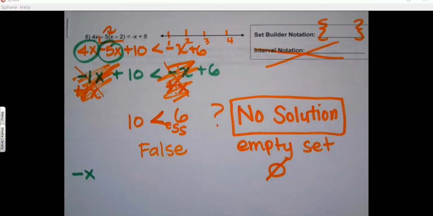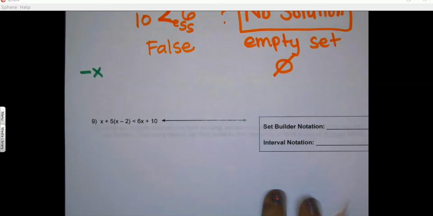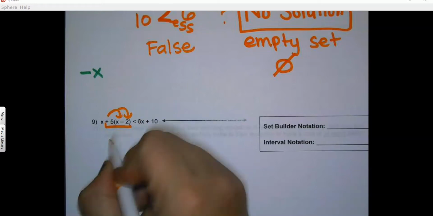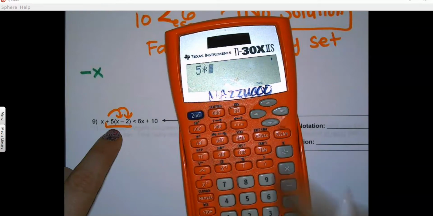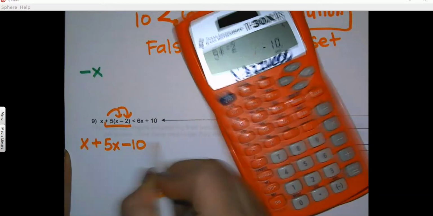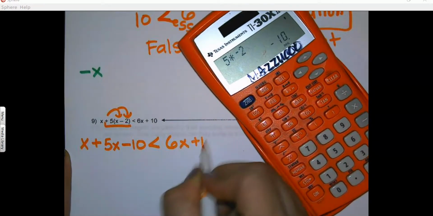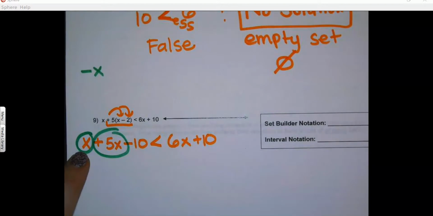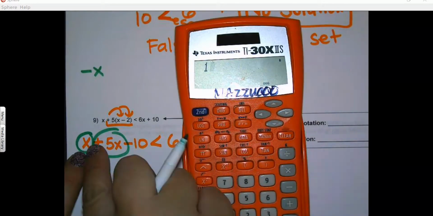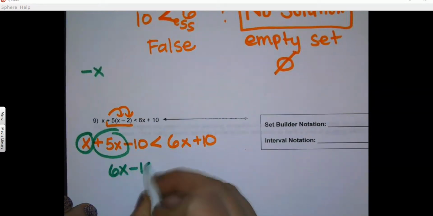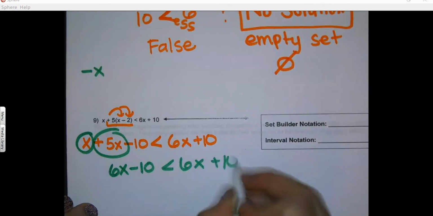No solution. Okay, now let's try this problem here. So we're going to distribute here. So we have 5 times x is 5x. And then we have 5 times -2 is -10. Then I'm going to bring down the rest of the problem. Then we're going to combine like terms here. So we have 1x plus 5x. So that's 6x. And then I'm going to bring down the rest of the problem.